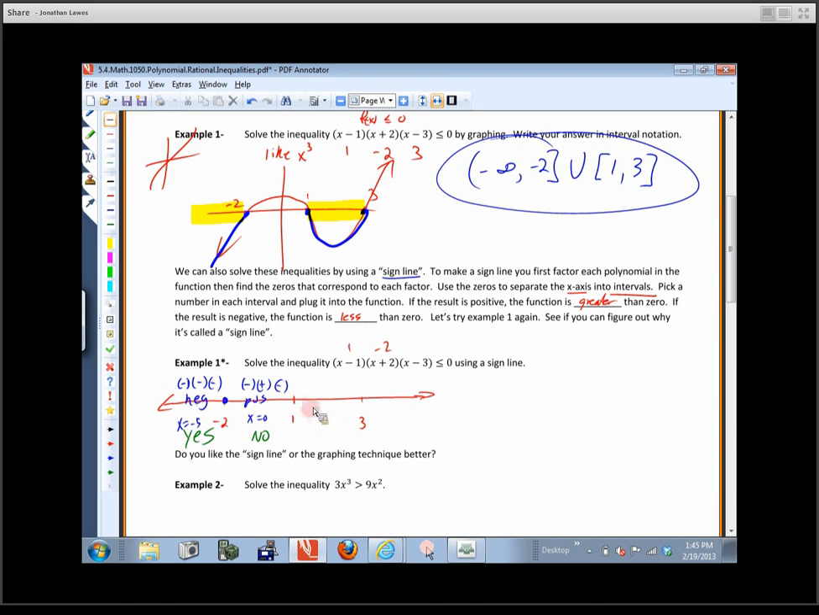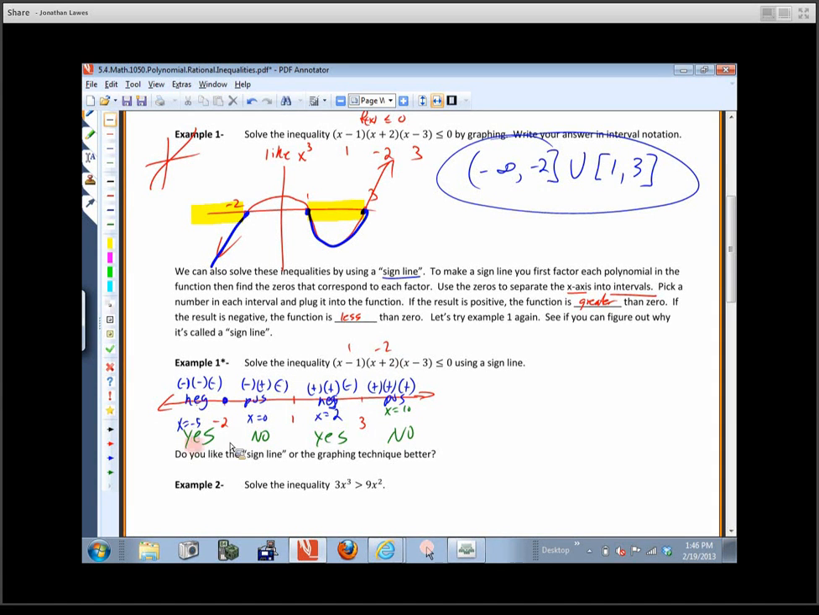Now, if I were to pick a point over here, let's say we pick x equals 2. That's going to be positive. That's going to be positive. That's going to be negative. So what's our end result? End result is negative. So does that work? Yes, it does. And if you were to plug in here, say we picked x equals positive 10, and we went through, this would be positive, this would be positive, this would be positive. So our end result is positive. That's not what we want. We want our answer to be less than or equal to 0. We want it to be negative or 0. So the answer here is no.